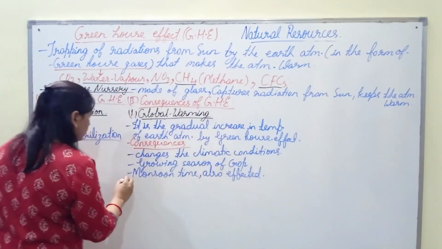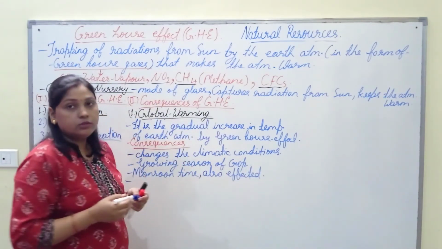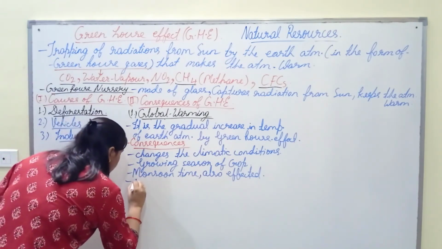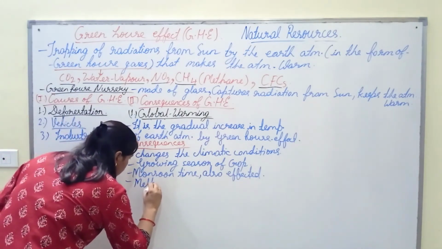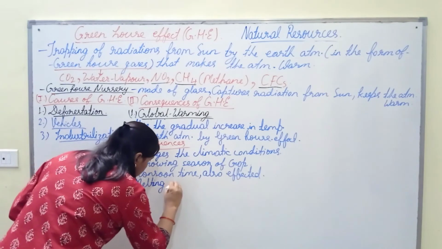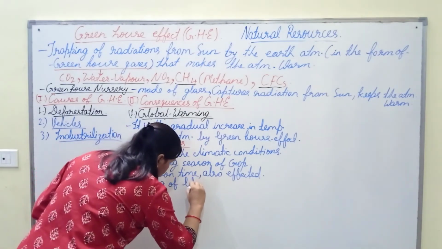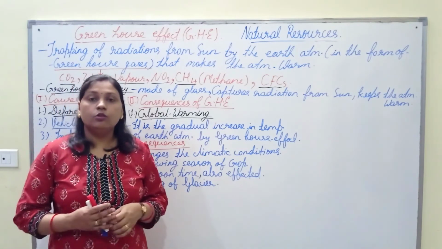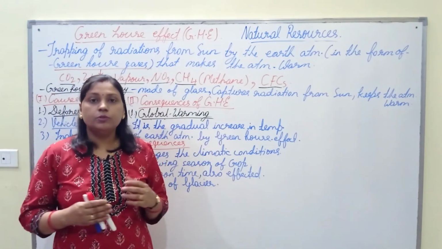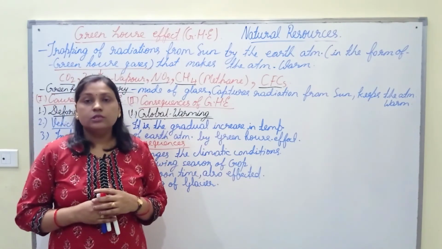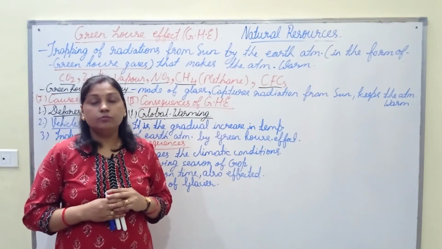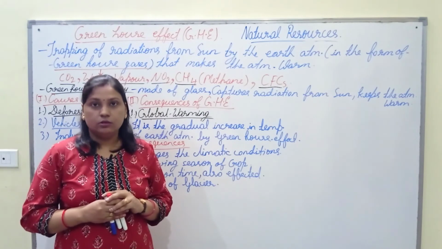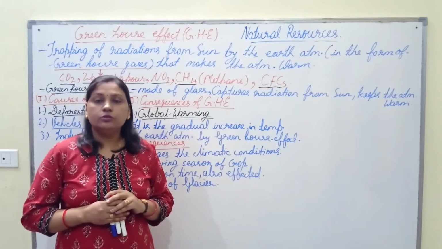Another consequence of global warming is the melting of glaciers, by which the level of sea water becomes high and flood situations can be formed in the coastal areas, the areas that are near to the sea.